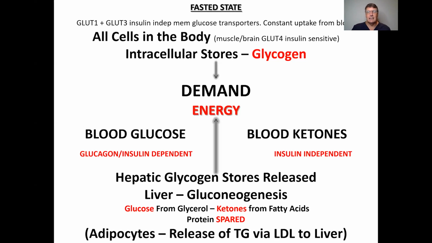Now, in the fasted state, where do we really store massive amounts of energy? As I've said, we can store some as glycogen in the liver, but by far the majority of energy is stored in our fat cells or our adipocytes.